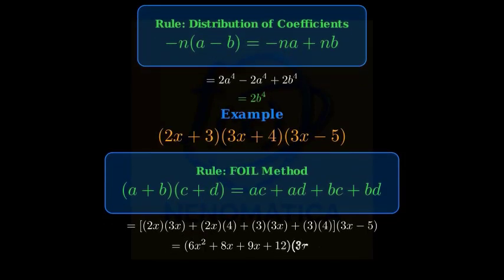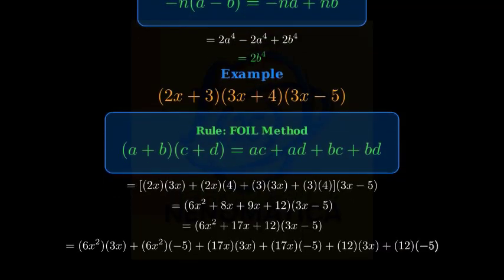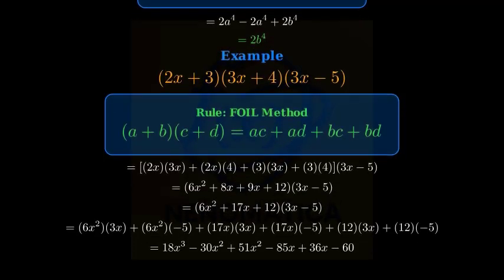2x times 3x gives us 6x squared. 2x times 4 gives us 8x. 3 times 3x gives us 9x. And 3 times 4 gives us 12. Adding these terms, we get 6x squared plus 17x plus 12. Now, we'll multiply this expression by 3x minus 5.